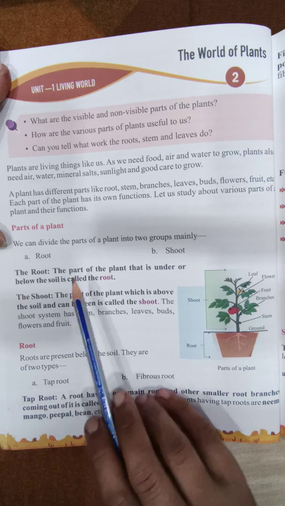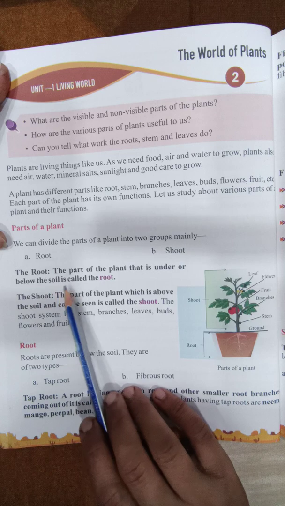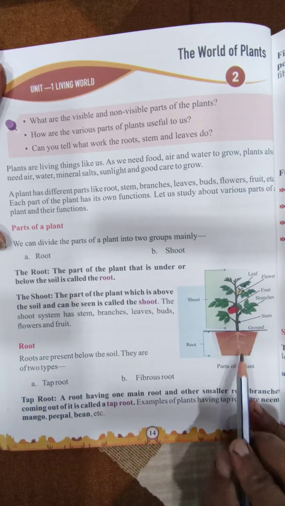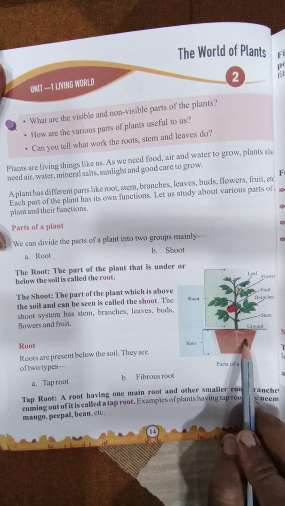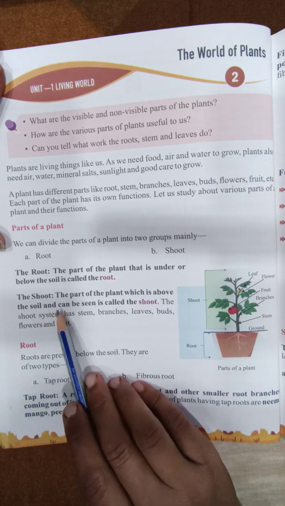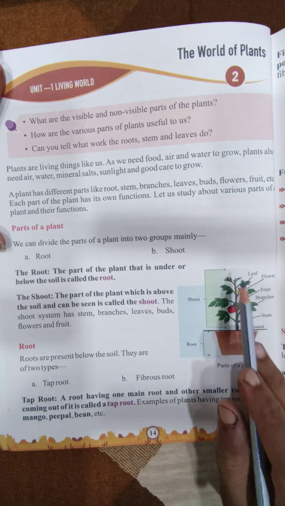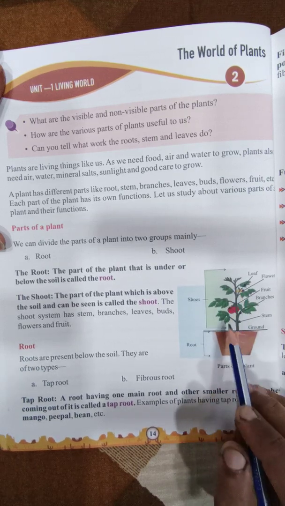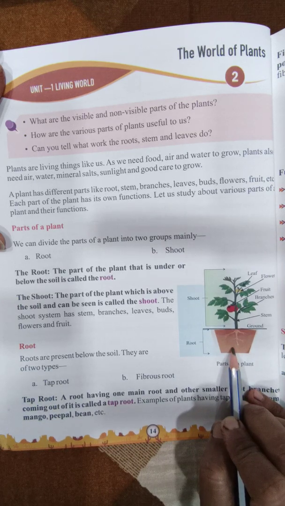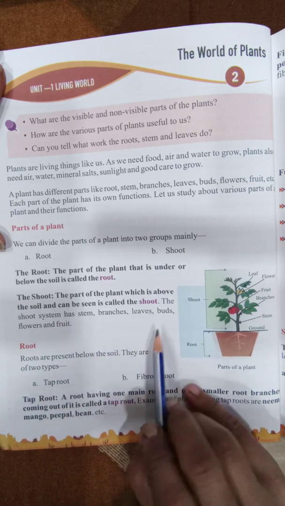The part of the plant that is under or below the soil is called root. This part of the plant is under or below the soil. This part is called root. And the part of the plant which is above the soil and can be seen is called shoot. This is a shoot and this is a visible part of the plant and root is an invisible part of the plant.